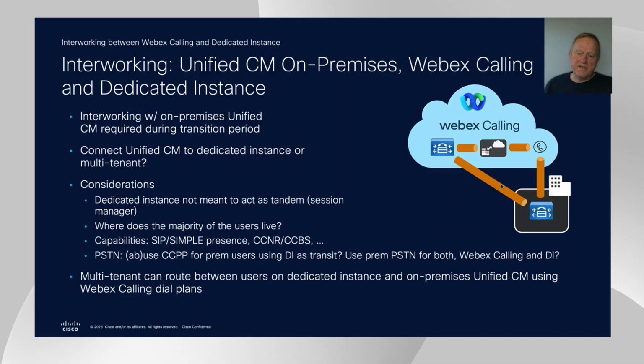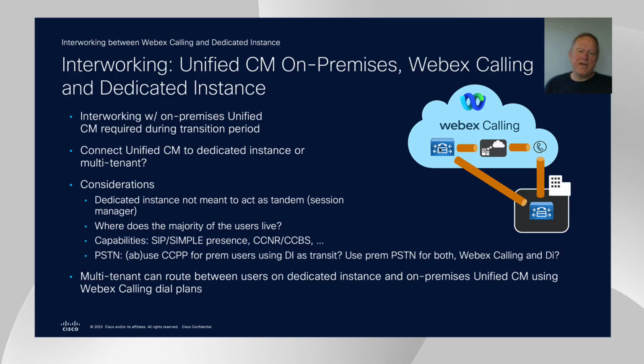Whereas on this trunk, you could technically build out these features, CCNR and CCBS, by enabling QSIG on that SIP trunk. On the other hand, if this is only for a transition scenario, then I don't think that features like CCNR and CCBS are actually that important.